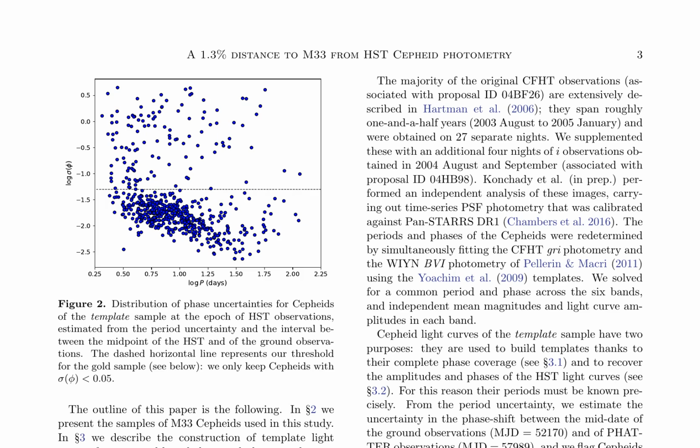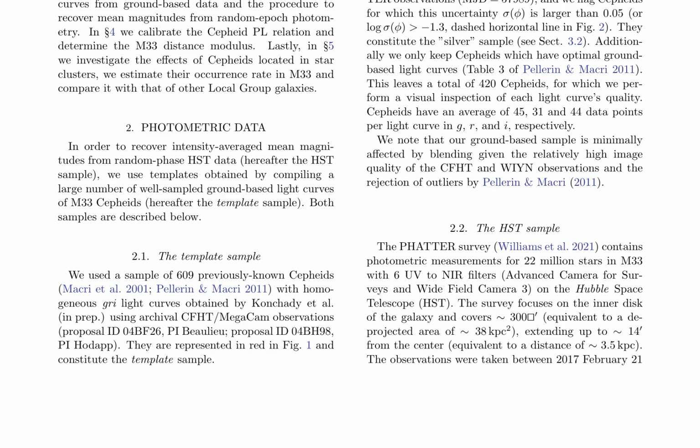The authors describe the template sample, consisting of 420 Cepheids with well-sampled light curves, and the HST sample, comprising 250 Cepheids from the template sample. They outline the procedure for constructing template light curves from ground-based data and recovering mean magnitudes from HST photometry in different filters. The authors highlight the importance of accurate period determination, as it affects the phase shift between the midpoint of the ground observations and the HST observations.